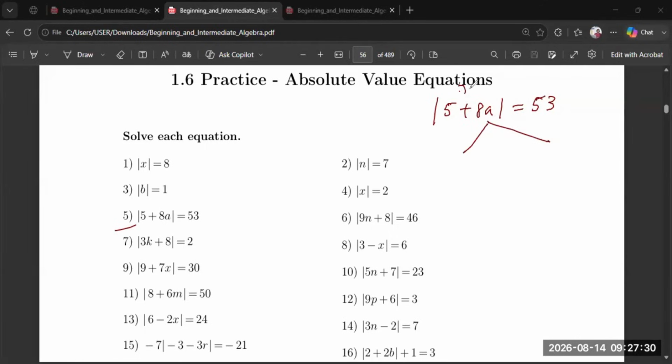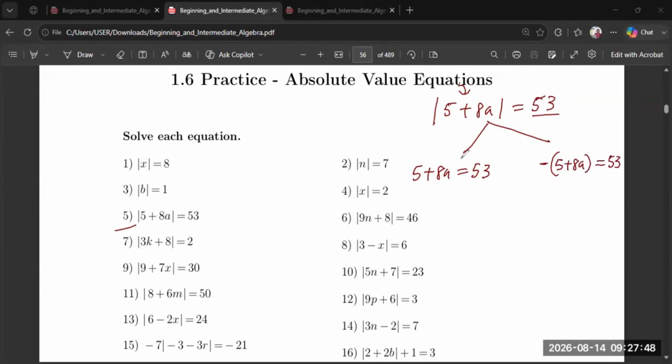When whatever is inside the absolute value is positive, we'll get 53. When it's negative, we get negative 53 as well. So if this inside the absolute value is positive, 5 plus 8a, we're still going to get 53. And when it is negative, you see what I mean? I put it in brackets like a negative (5 plus 8a), we're still going to get 53.